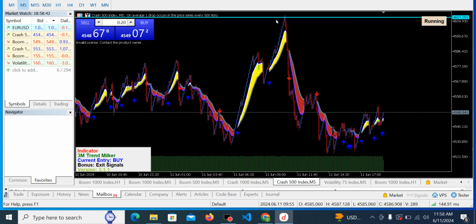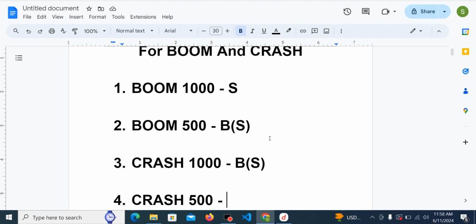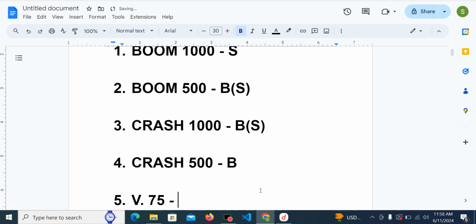So the next asset is going to be Crash 500. Let's check it out right away. This is Crash 500. It started a downtrend right from here, and it kept on selling till it got to this region, but at the moment it's going back on a buy trend. So this should be giving us more of a buying opportunity than a selling opportunity.